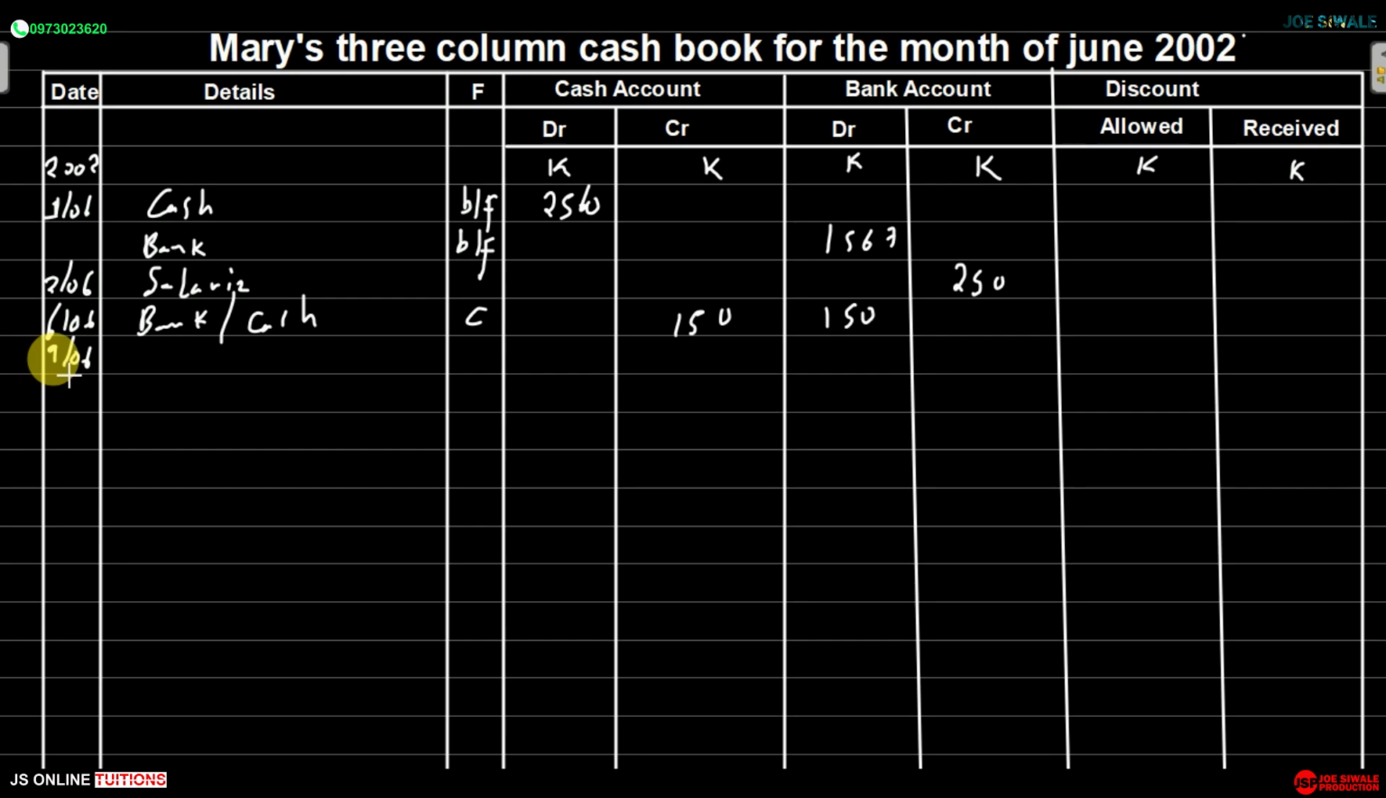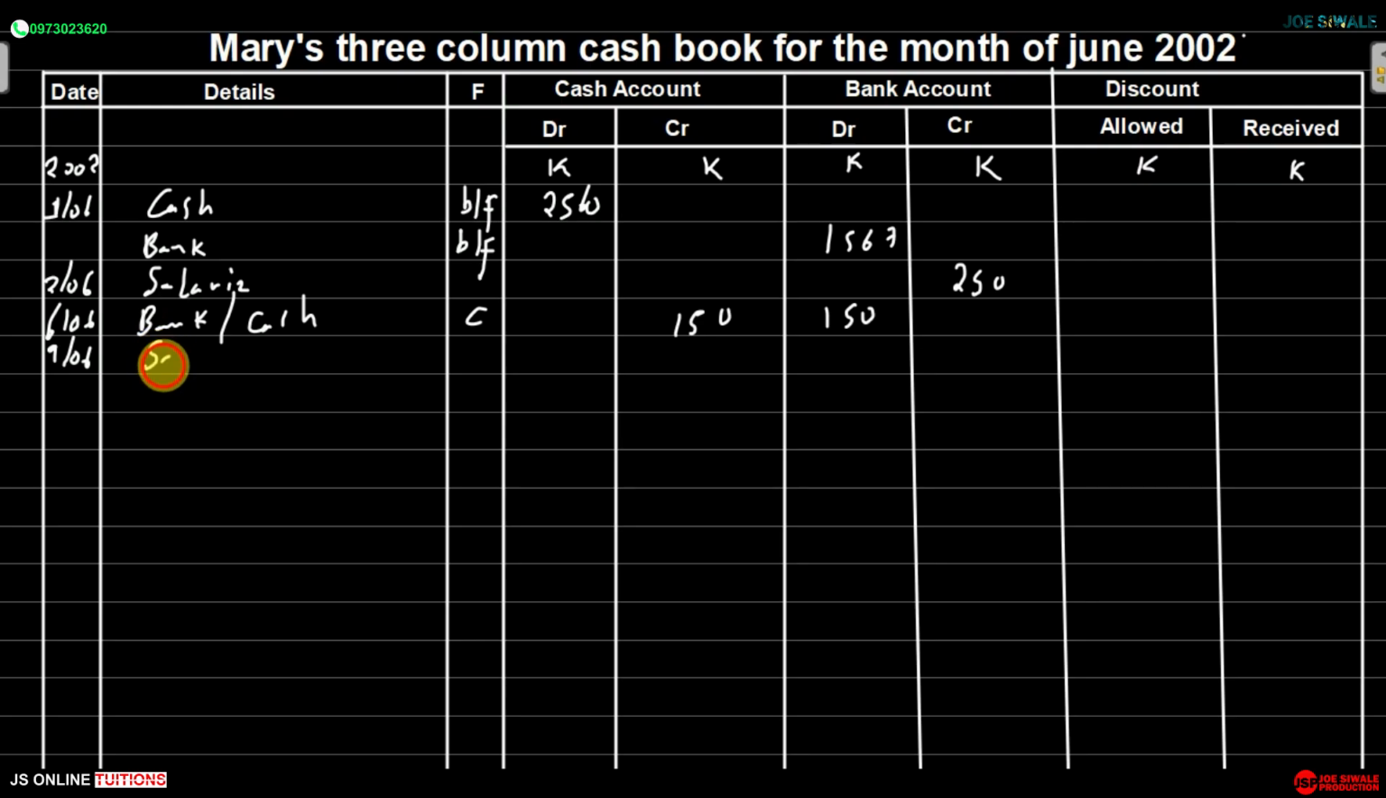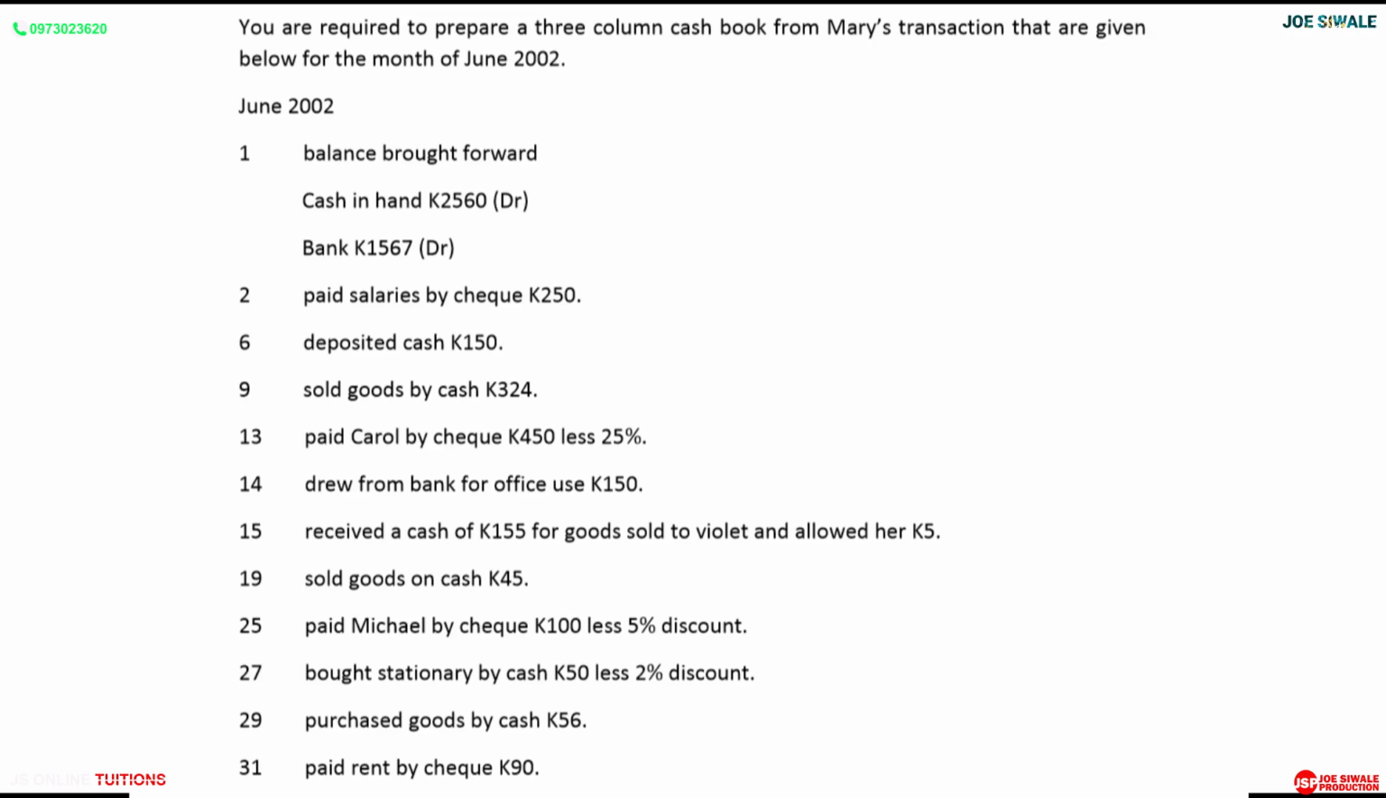On the 9th of June, sold goods by cash amounting to 324. So this type of transaction is bringing money into the business. That means that we're going to debit the cash account. So we're going to say sales, and we're going to debit 324.